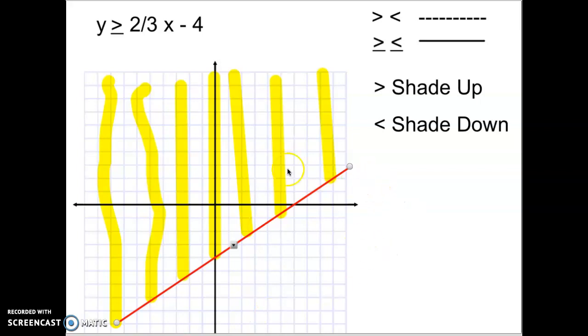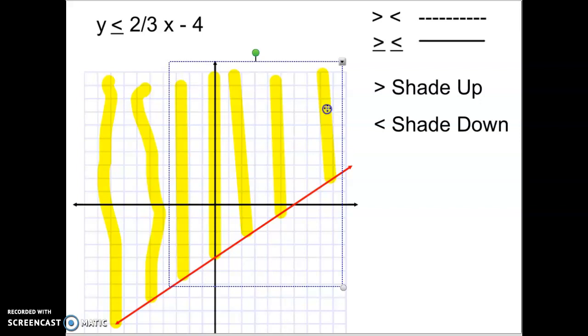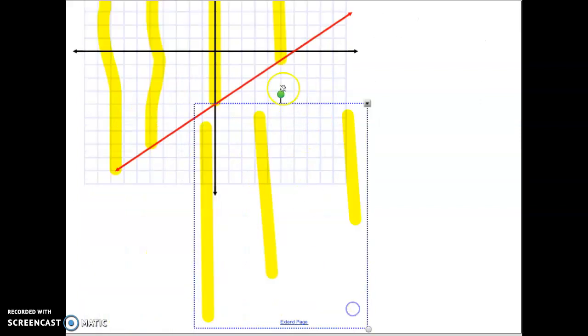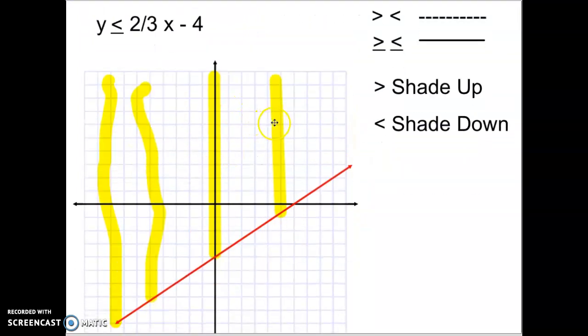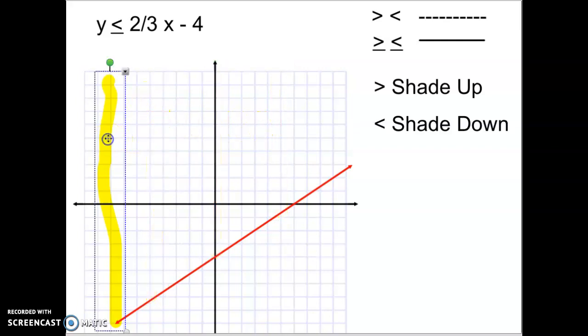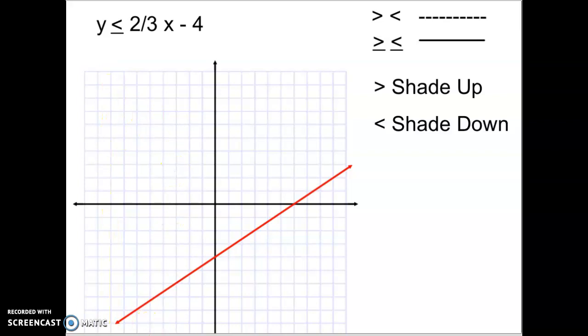Does that make sense? What would we do if this were not a greater than sign, but instead a less than or equal to sign? Well, now all the shading that I did before up here needs to go down here. Let's just get rid of it and I can reshade it. Now we're going to shade not above the line, but rather below the line. Any point on there, we can start at the -4, we shade straight down. So everything shades down for us.